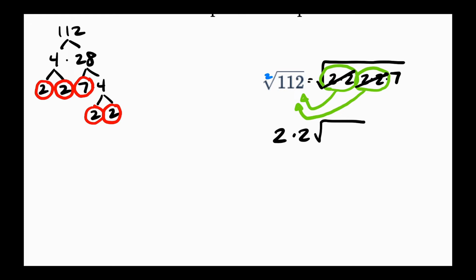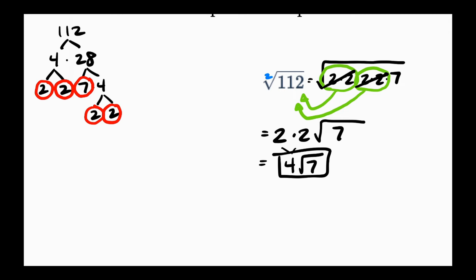7 doesn't get to leave because it doesn't have a pair, right? It's not 7 times 7. So if it's not that, it has to stay. So it's going to stay under the square root. Now I can multiply the 2 guys together here to make 4 times the square root of 7. That's my answer. I can't simplify it any further because 7's the only thing left, and that doesn't have a square root. It's not on my list.